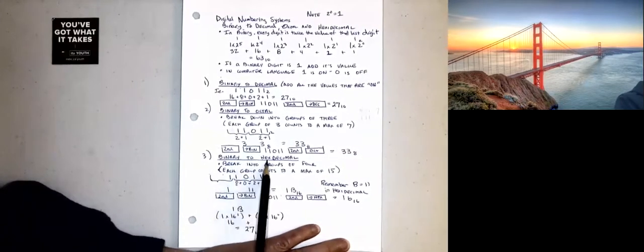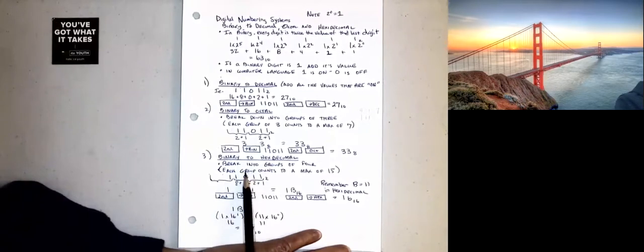This next one is binary to hexadecimal. It's the same idea, except in this case, we're going to break into groups of 4.